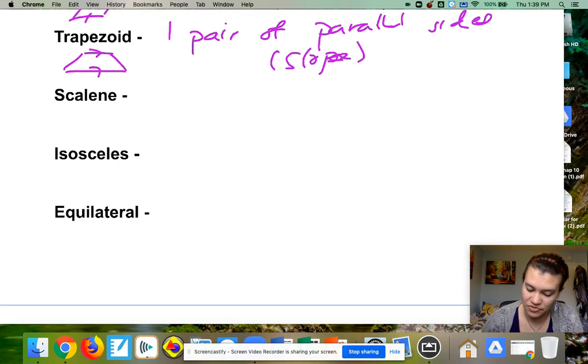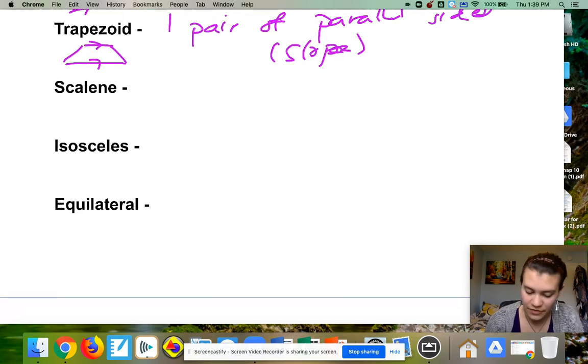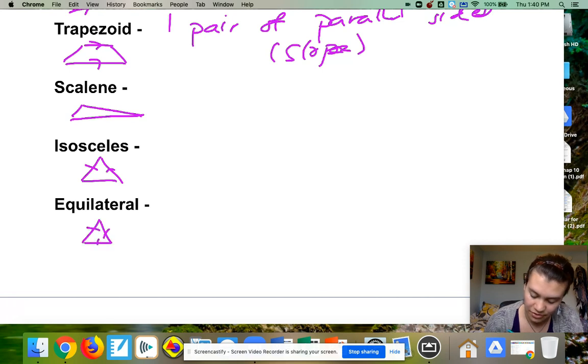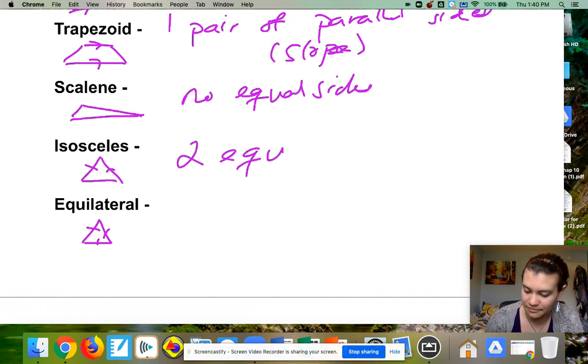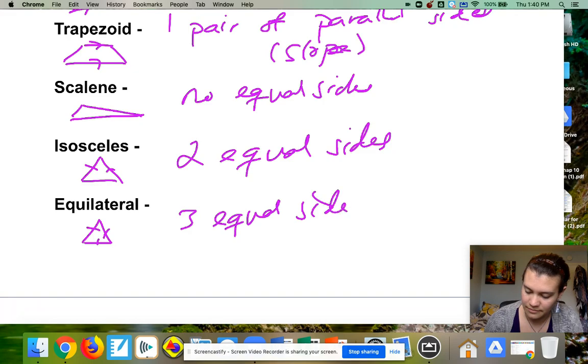And then for the different types of triangles, there's three options. Scalene, none of the sides are equal. Isosceles, two sides are equal. And then equilateral, all three sides are equal. So no equal sides, two equal sides, and three equal sides. So all of these are using distance.